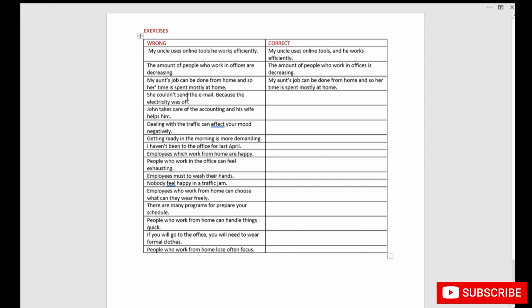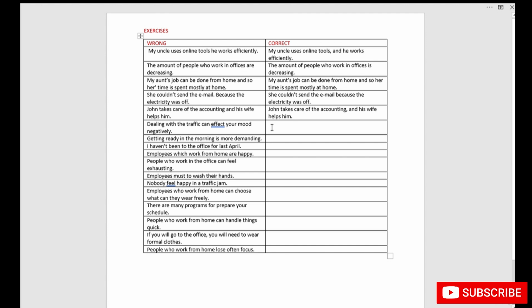And the next one, she couldn't send the email because the electricity was off. It's a fragmentation mistake. So the correct version is, she couldn't send the email because the electricity was off. And the next one, John takes care of the accounting and his wife helps him. So I need, again, a punctuation. John takes care of the accounting, comma, and his wife helps him.